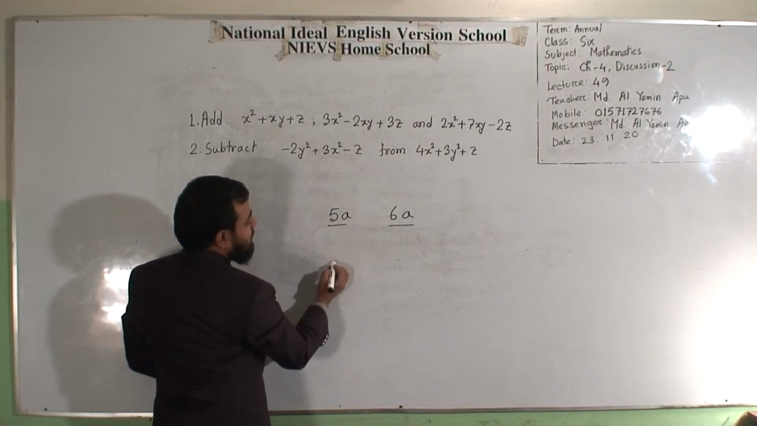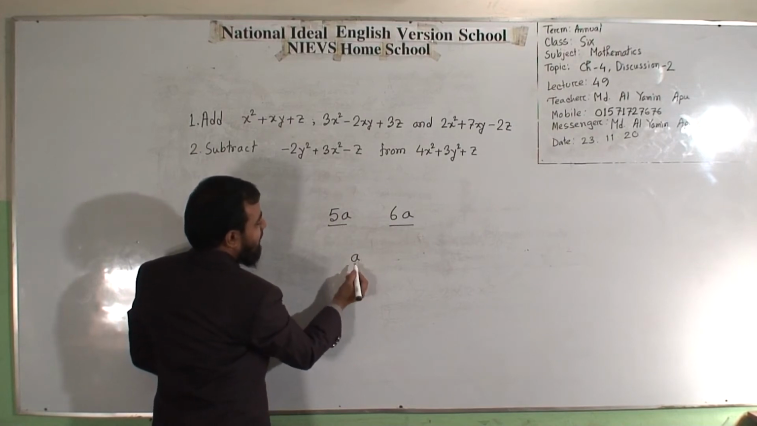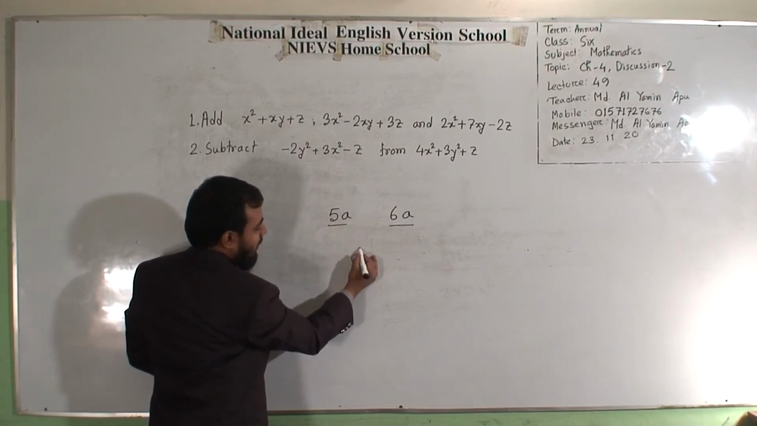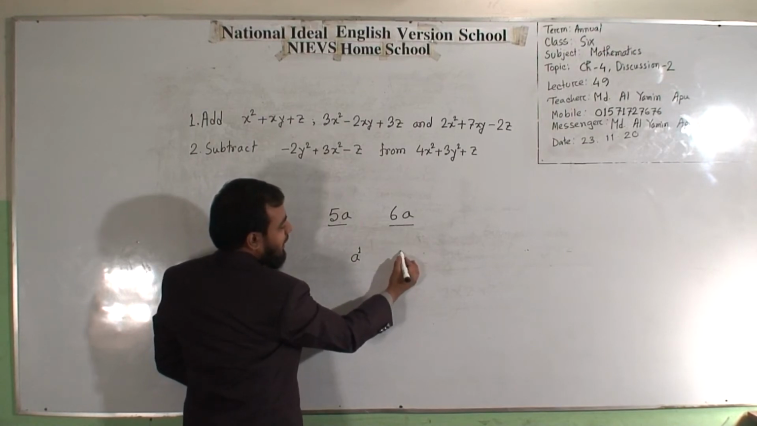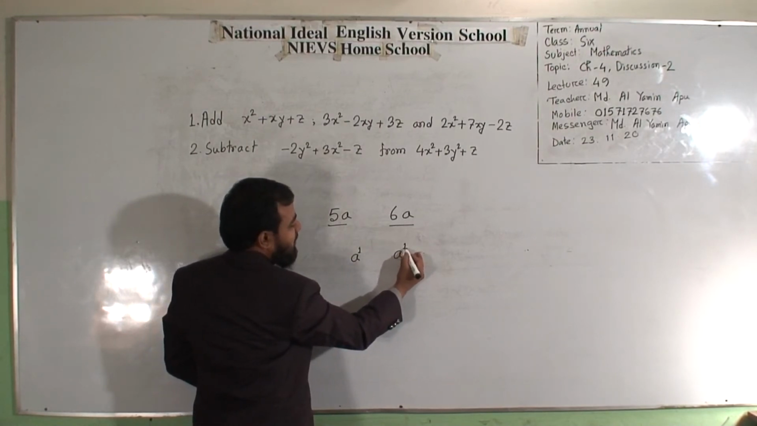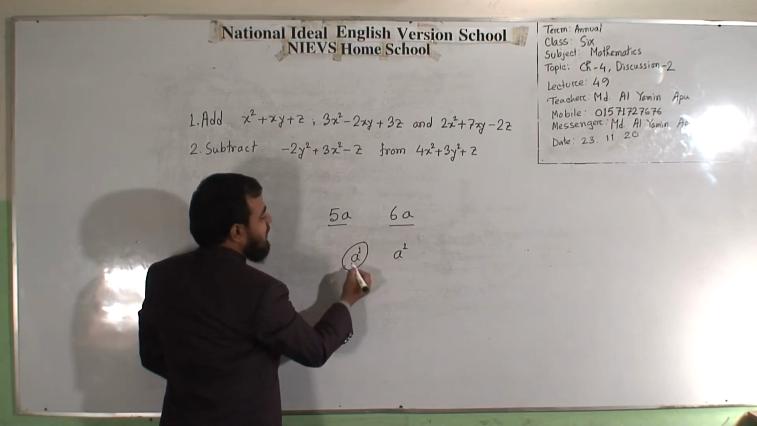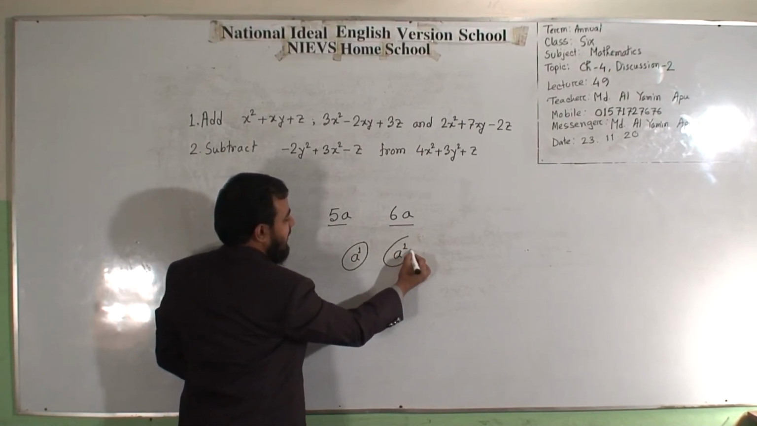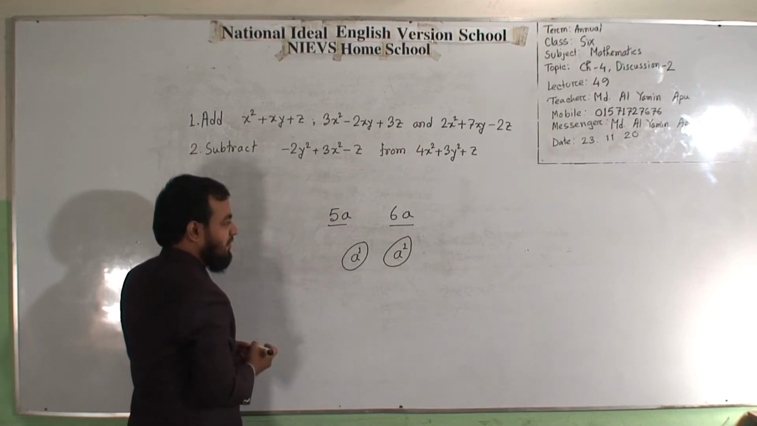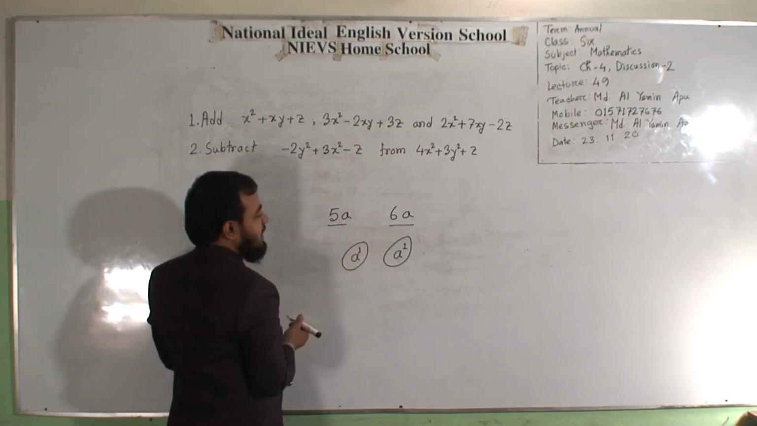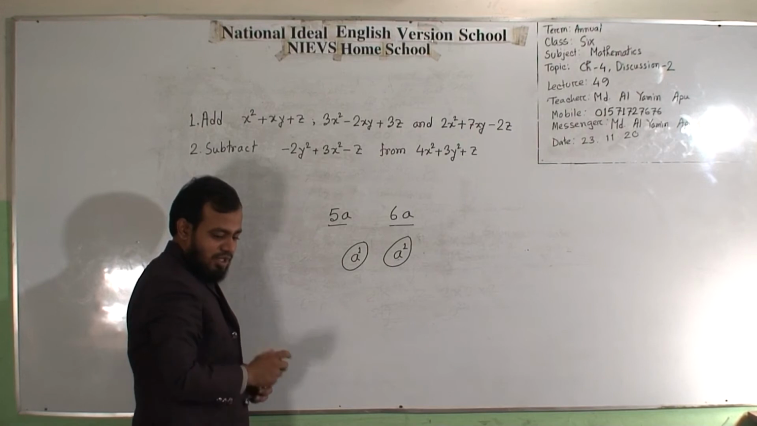Here the variable's base is a and the power is not written, that means the power is 1, right? Here also a is our base and the power, that means the index, is 1. So this variable's base and index and that variable's base and index are the same. That is why 5a and 6a are called similar terms, okay?